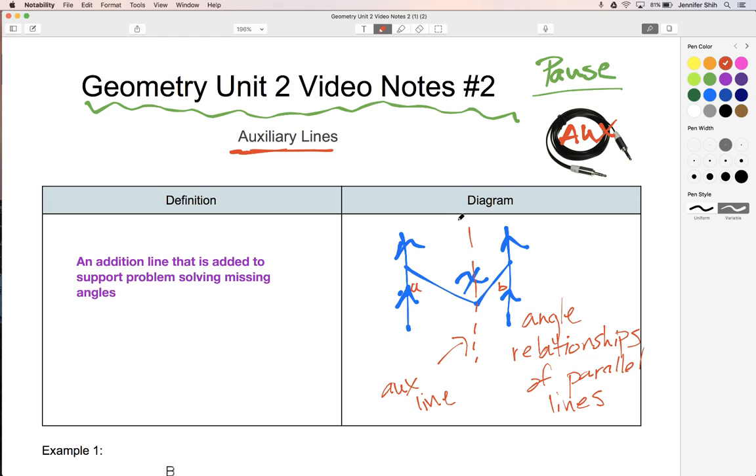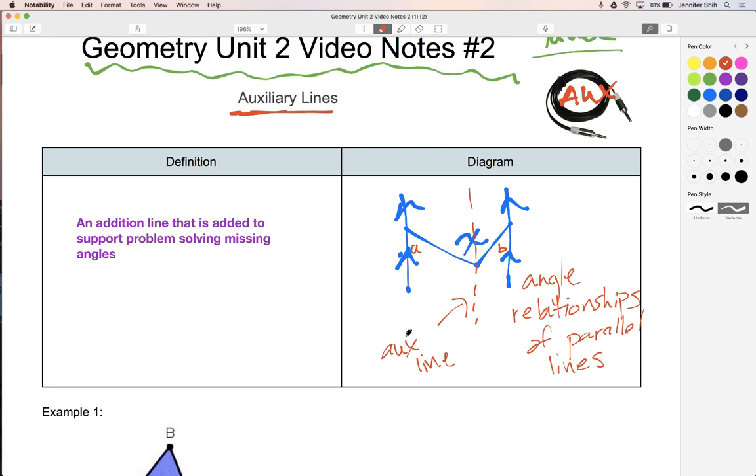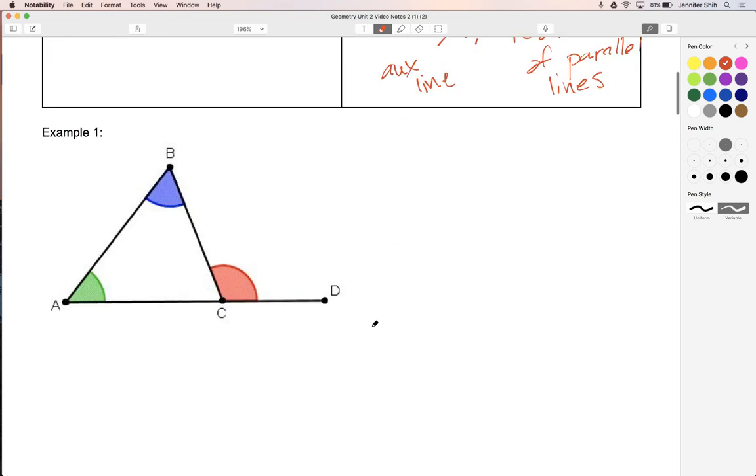If you see dashed lines, usually it's because somebody is like, I'm having trouble solving this problem. What if I add a line right here? Well, you would ask, can you just add that line? Yeah, it's an auxiliary line, and I'm going to proclaim that it is an auxiliary line. In order to do this, we need some background knowledge.